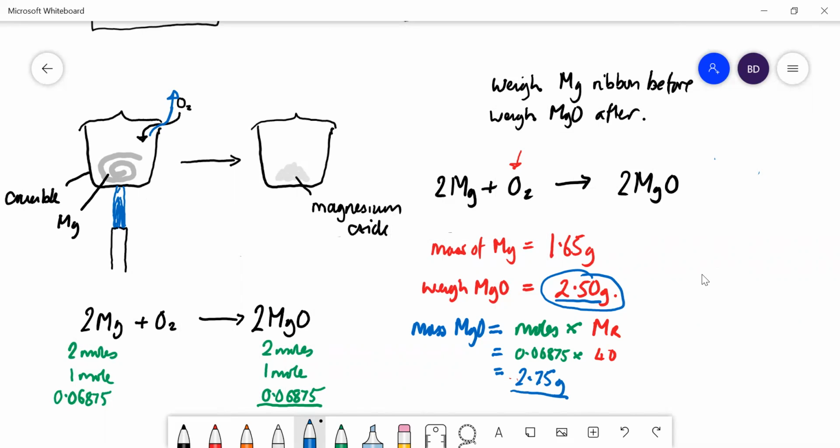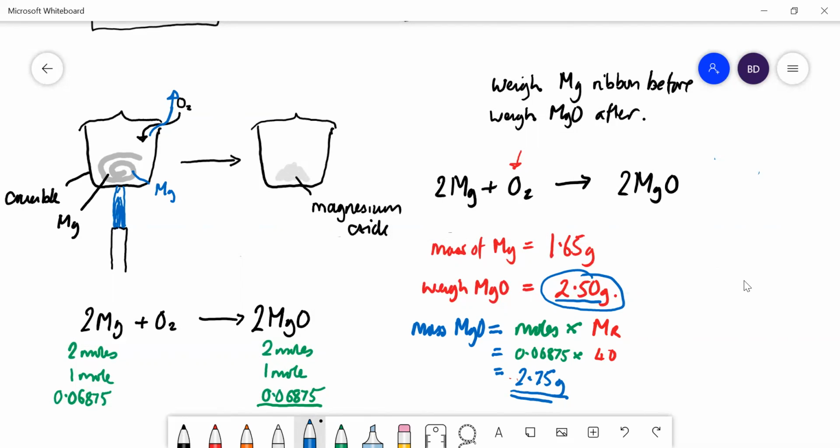Another reason, of course, is because maybe a little bit of the magnesium didn't react. Maybe not all of the magnesium reacted with oxygen. We didn't heat it for long enough, and that would mean it wouldn't get quite as heavy as we would expect. We should expect 2.75, and we got 2.5.